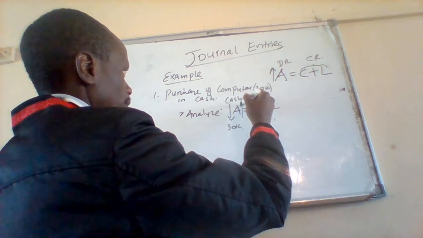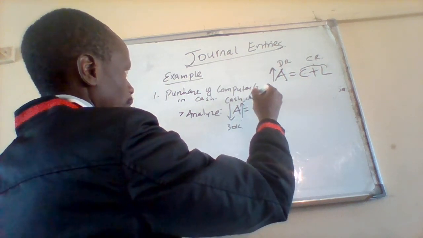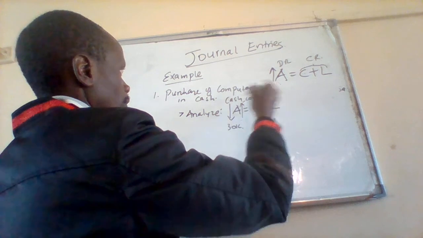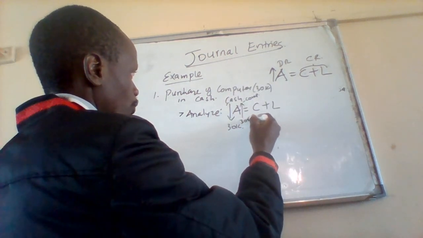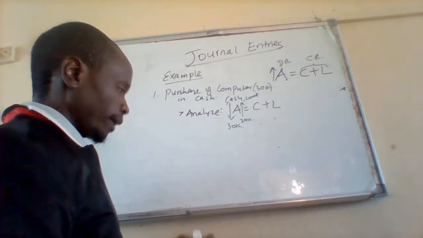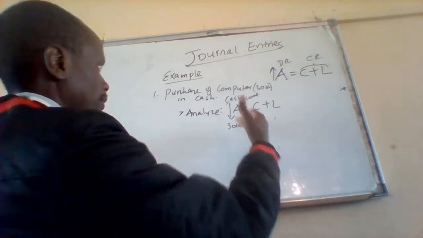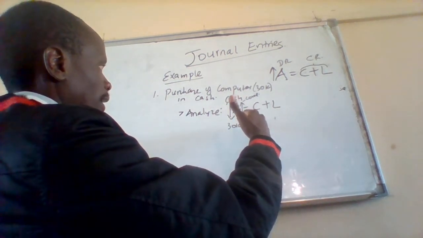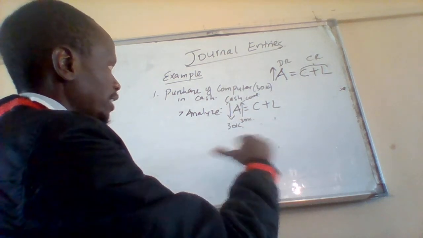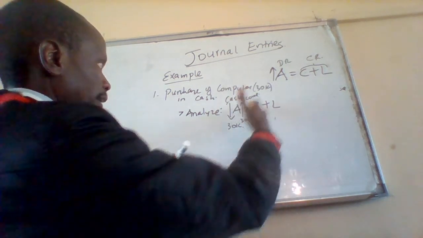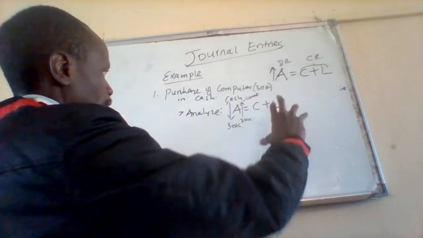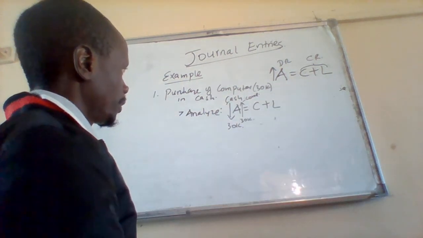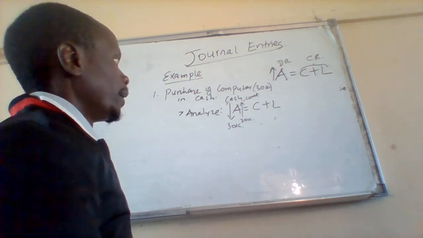So let me write this computer. You have your cash, you have your computer, which has also gone up by 30,000. So your assets have remained at the same level. So the right hand side and the left hand side balance. So this accounting equation balances. So that is fine.